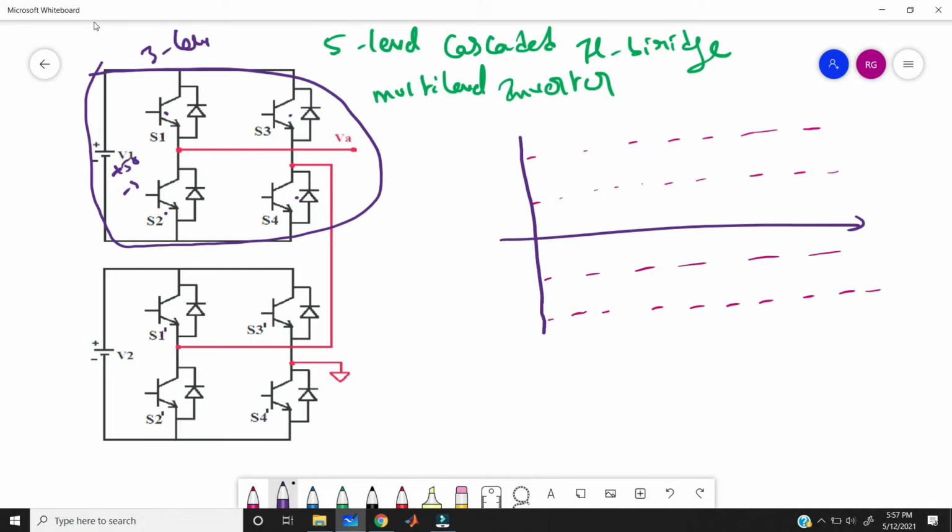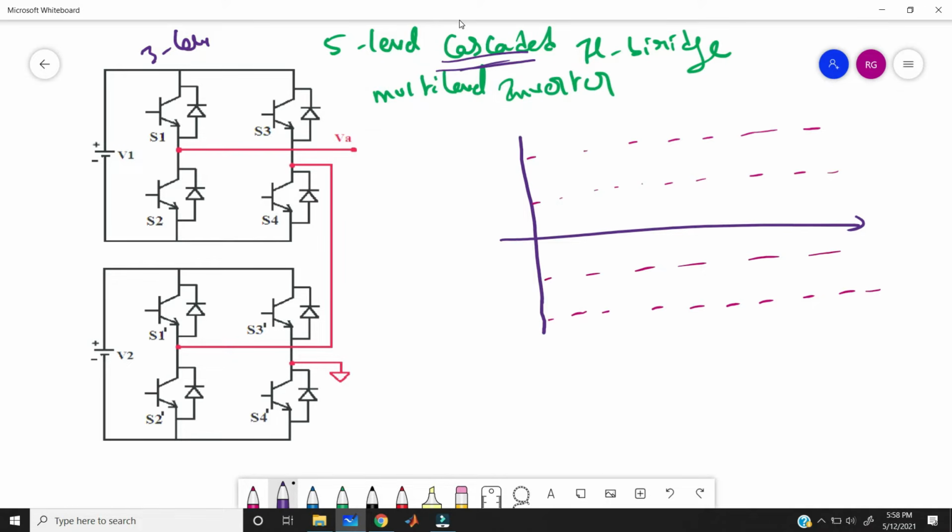If you want to increase the level of the inverter, then you need to connect another inverter in series with the first one. That's it. Here these two are connected in series. That's why this name indicates cascaded. Cascaded means series. Cascaded H bridge multi-level inverter.